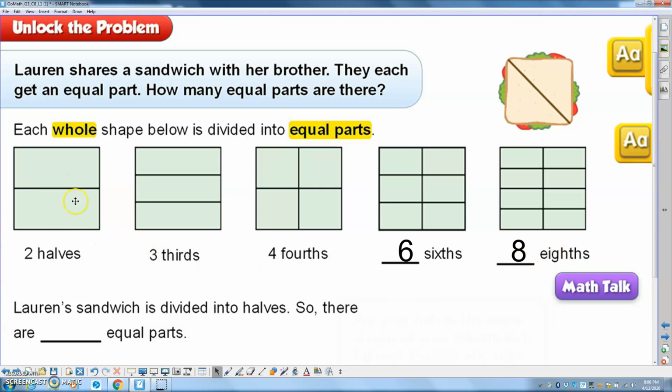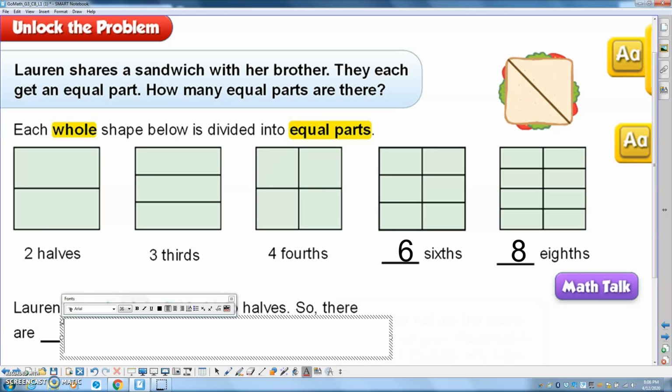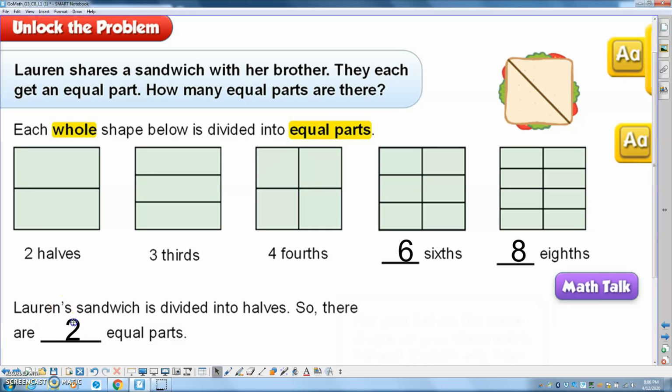So if we have 2 parts, they're called halves. If we have 3 equal parts, it's called thirds. 4 equal parts are called fourths. 6 equal parts called sixths. And 8 equal parts are called eighths. So Lauren's sandwich is divided into halves. So there are how many equal parts here? Let me get my type tool back up again. There are 2 equal parts to make up the halves. 2 equal parts makes up 2 halves.